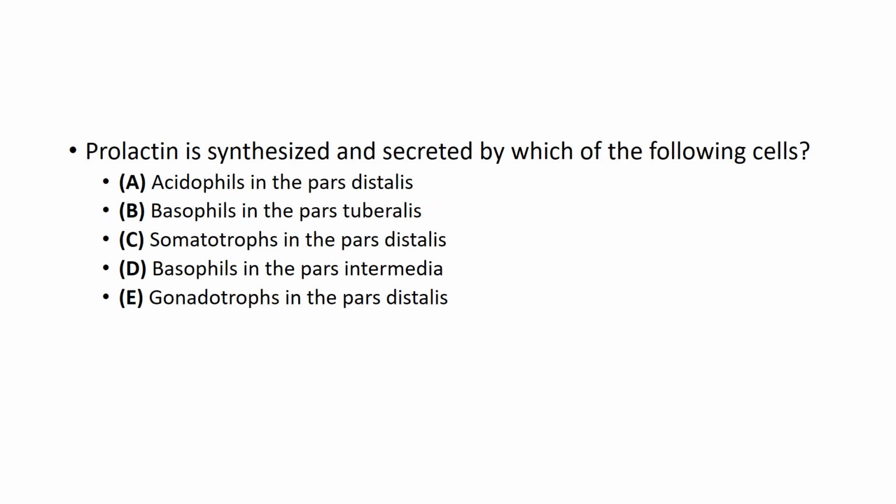Prolactin is synthesized and secreted by which of the following cells? Prolactin is usually secreted by acidophils, in the pars distalis. This also is one of the histological questions. You should also know what the secretions from the basophils and somatotrophs are. So that also you need to know.